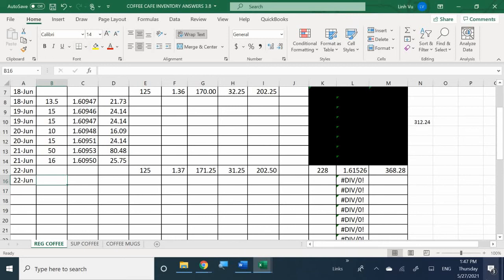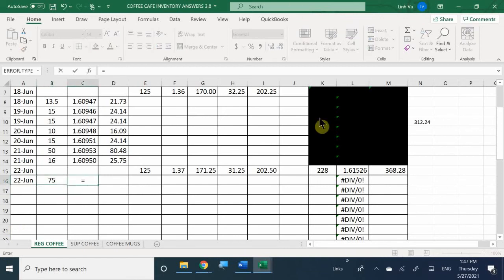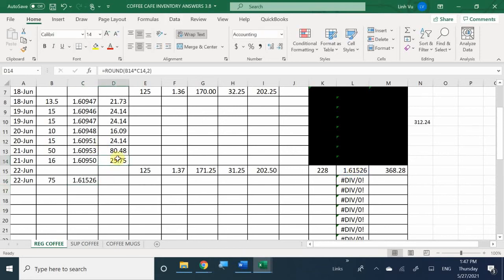So it's 75 pounds at 1.6152, which equals $121.14.